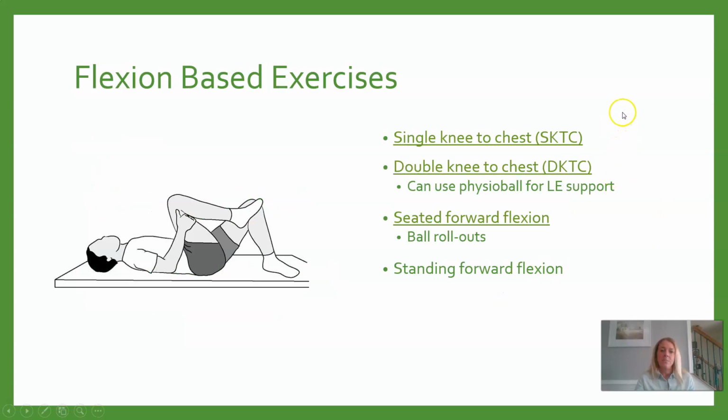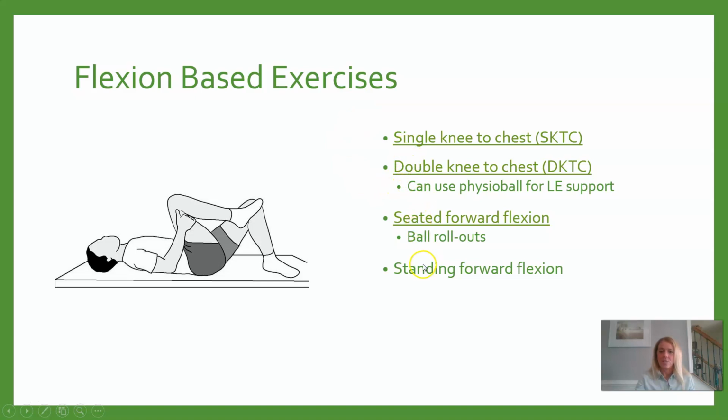So here's your flexion-based progression. So the first we usually start with is single knee to chest. Again, we're starting supine because supine is going to help us get our spine into a little bit more flexed position. We're going to start with bringing one knee up towards the chest at a time. So that's abbreviated SKTC. I can do this. And they can use their upper extremity to help support the leg. We can progress this to double knee to chest.